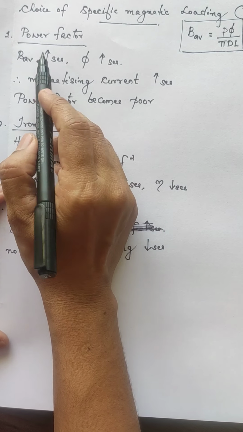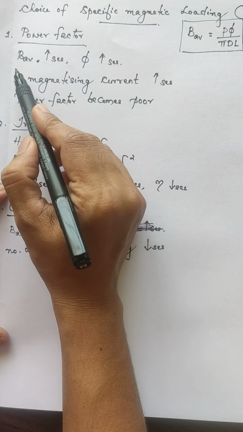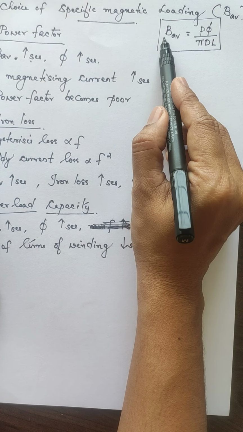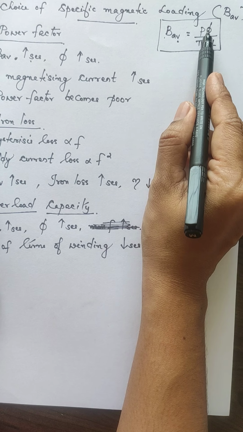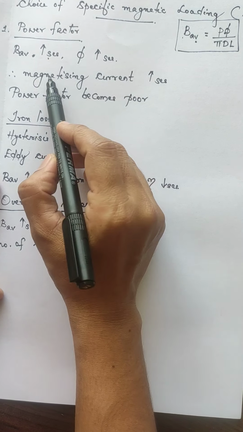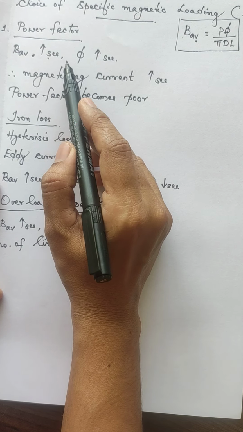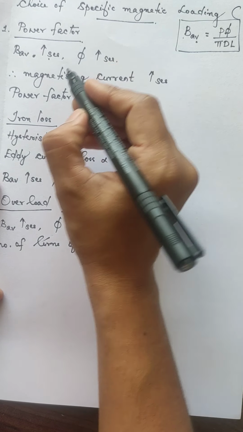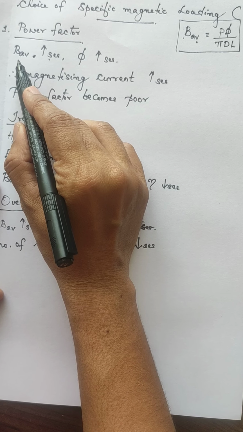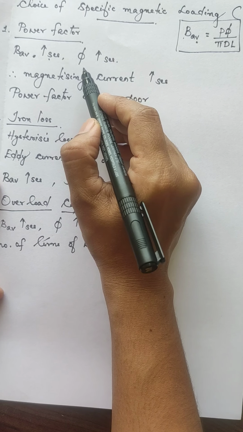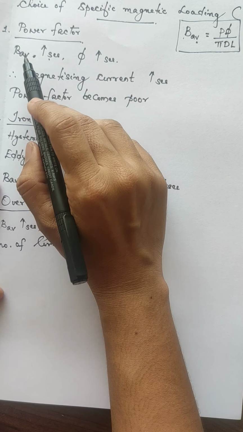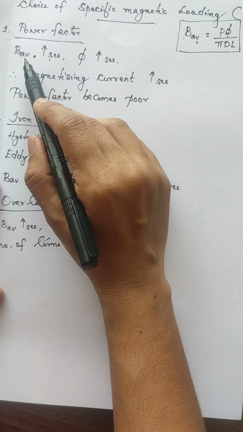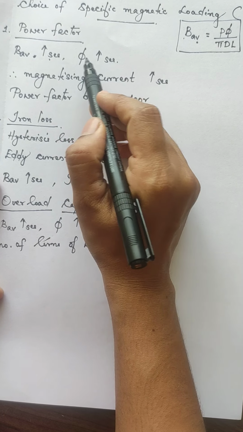So, the first one is power factor. If we are choosing a high value of B average, flux will be high. B average means average flux density in the air gap, so flux density high means flux will be high. If we have to design a machine with a high value of flux density, we have to provide that high value of flux.